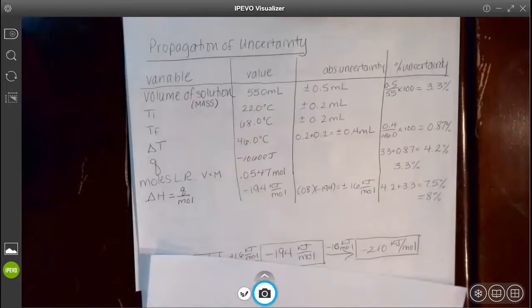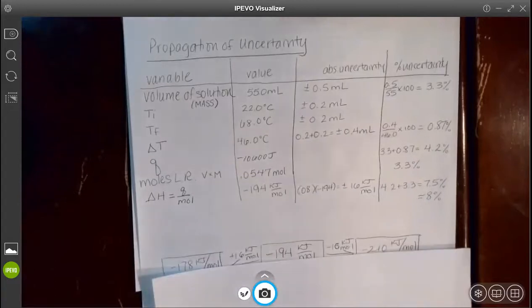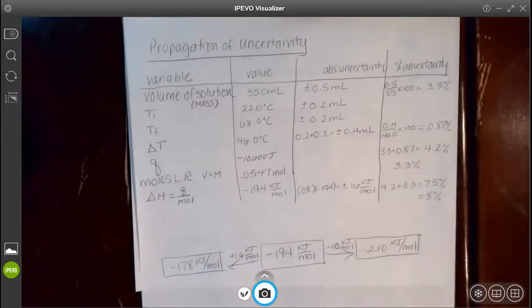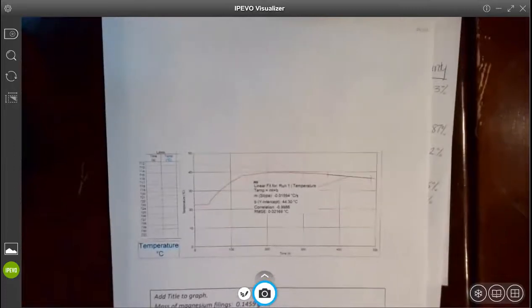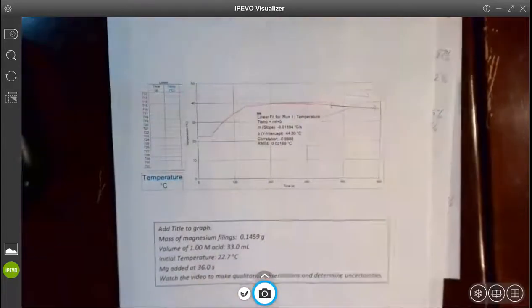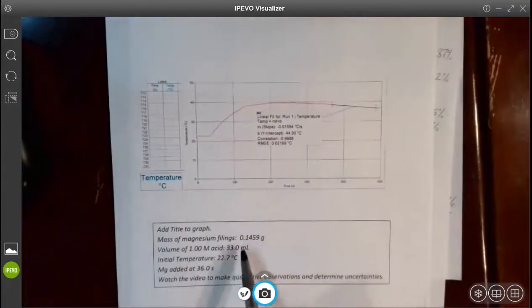Okay, so these are the same steps that you're going to take in the lab that you did. Okay, so you used the computer and the temperature probes to collect your temperature data, and you ended up with a graph, something like this. All right, and then you also have the following data, right? So you know your mass of magnesium, your volume of acid, your molarity of acid, initial temperature, and the time at which the chemicals were combined.